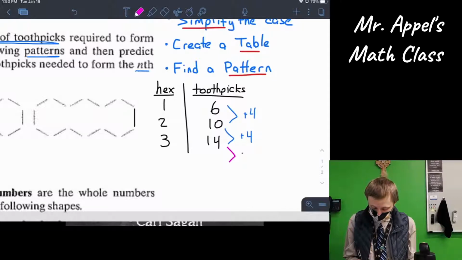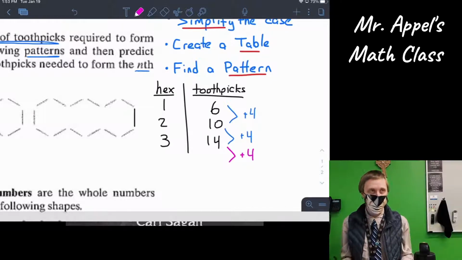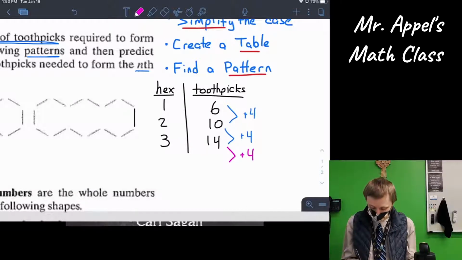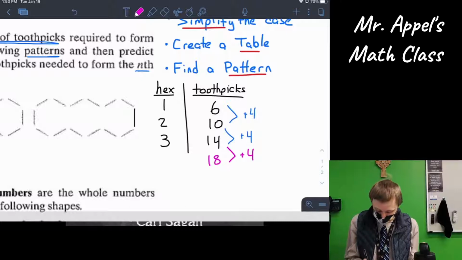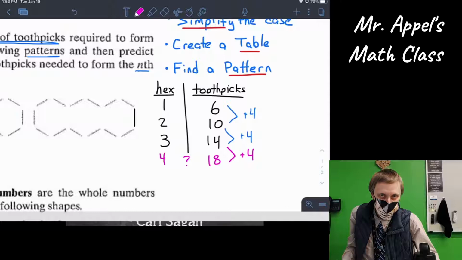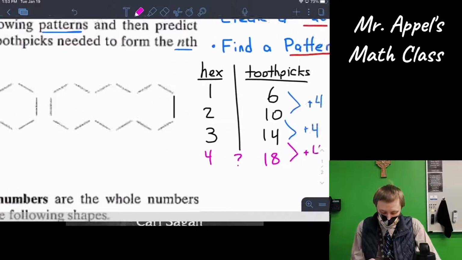Let's make a prediction. Let's test that theory. We'll go a little scientific method here. If I was to add 4 more toothpicks, I would end up with 14 plus 4 is 18. Does 4 hexes take 18 toothpicks? Let's put it to the test, shall we?